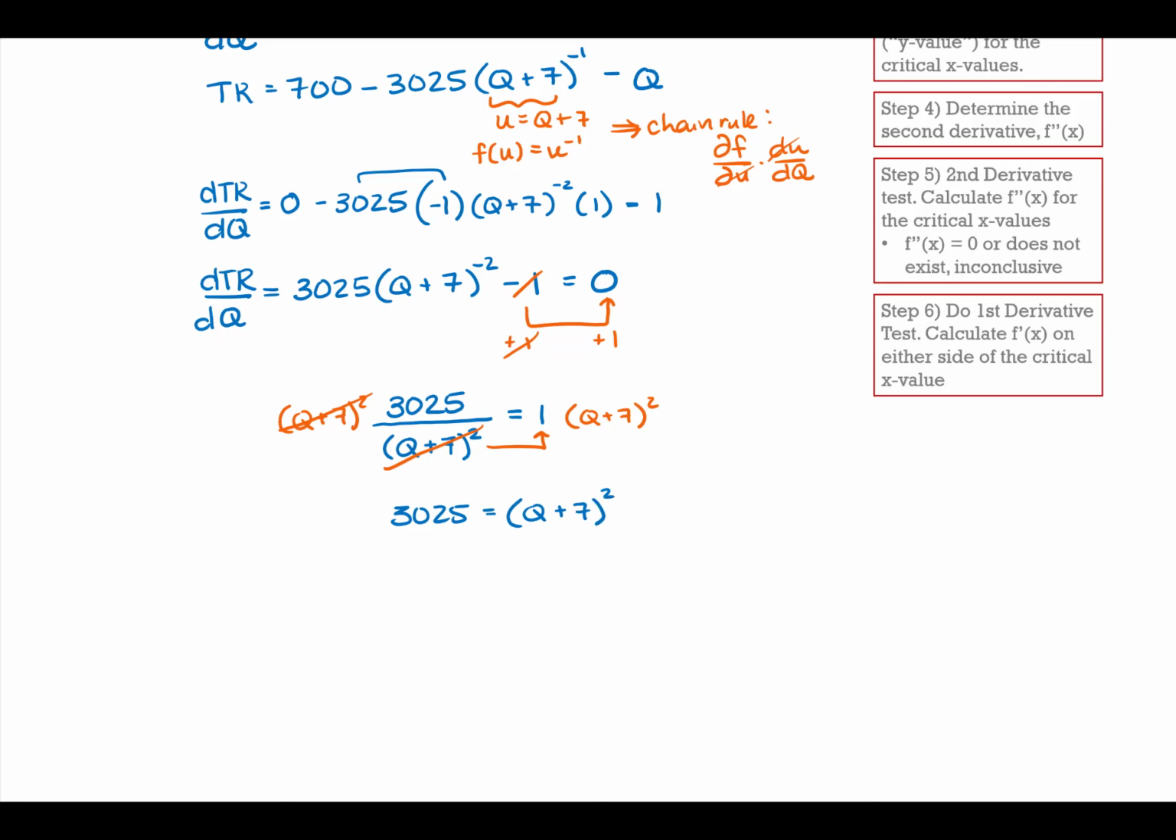To eliminate the square on the right side, I'm going to take the square root of both sides of the equation. The square root of 3025 is 55, which is equal to Q plus 7. And then finally, I move that 7 over to the other side by subtracting 7 from both sides. I get Q is equal to 48. So I know that there is a slope of 0 when Q is equal to 48. Of course, it could be in either of these shapes, or it could be a saddle point. But I know that the slope is 0 when Q is equal to 48.